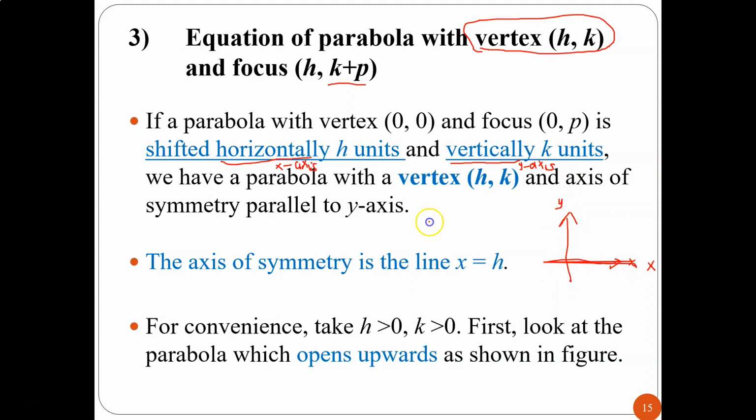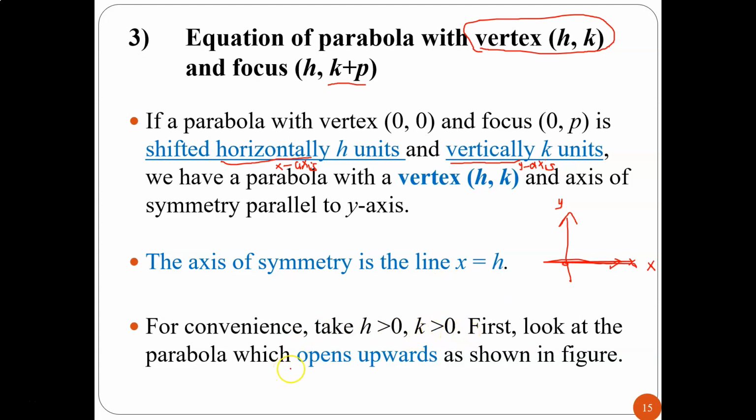It's either paksi X or paksi Y. Paksi simetri kita. Tapi since this one, dia kata H and K bukan sudah di sini. Maksudnya vertex tu bukan sudah di sini. No longer here. It can be over here, it can be over here or over here. So of course symmetry line tu sudah berubah jugalah. So we know it as X equal to H. Okay, for convenience, take H greater than 0 and K greater than 0.